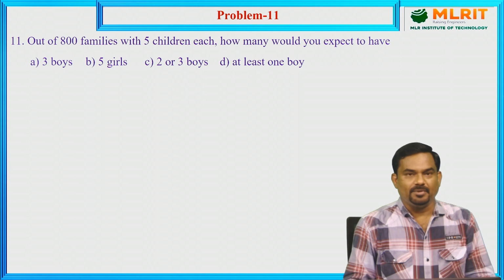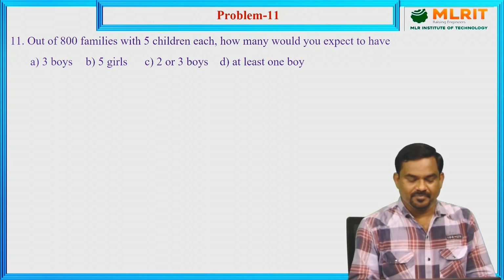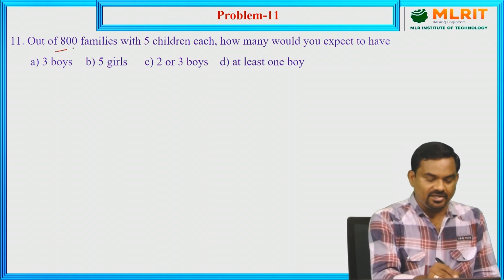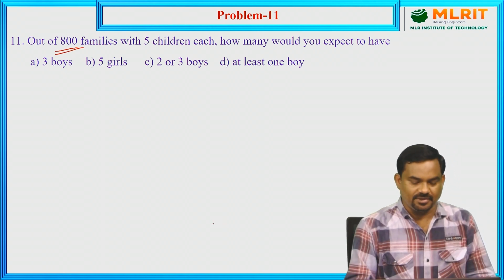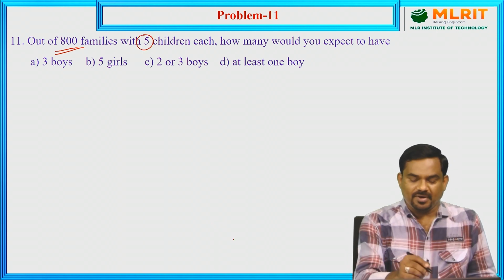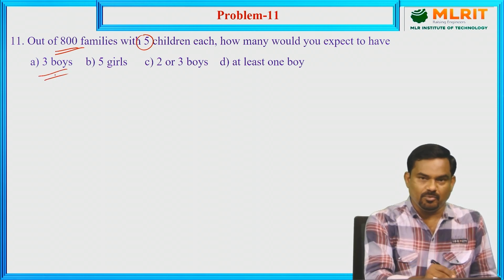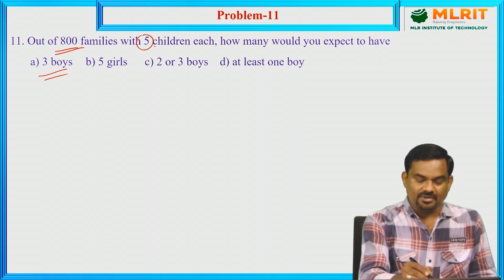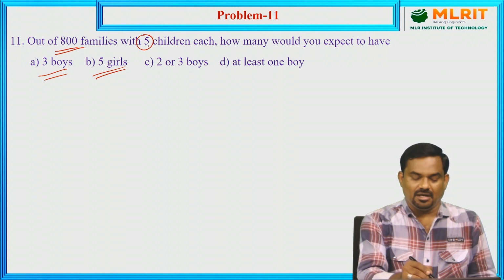Out of 800 families with 5 children each, how many would you expect to have 3 boys, 5 girls, 2 or 3 boys and at least 1 boy? So here, out of 800 families, this is the total number of families. We can consider this as total frequency. And each family is having 5 children. And out of 5 children, what is the probability of getting 3 boys? What is the probability of having 5 girls? And 2 or 3 boys and at least 1 boy.